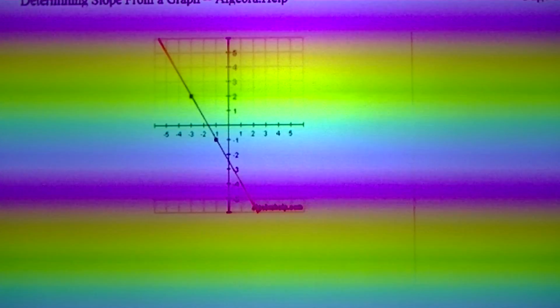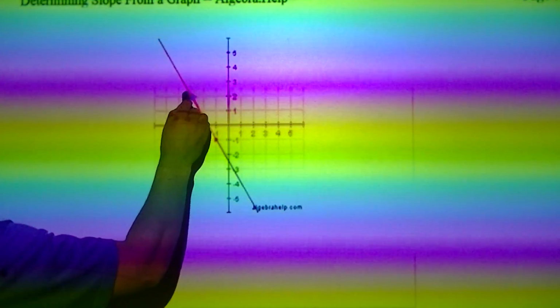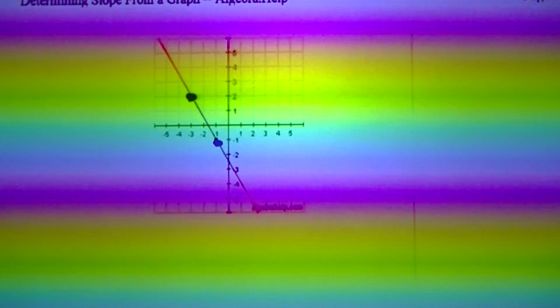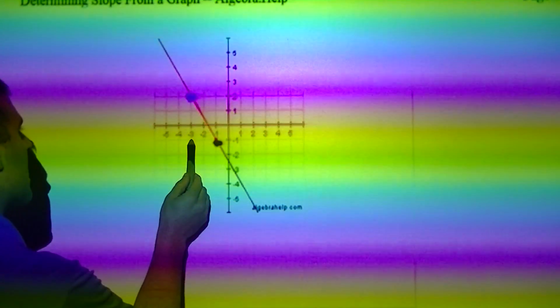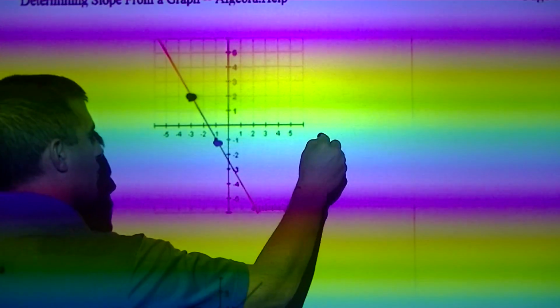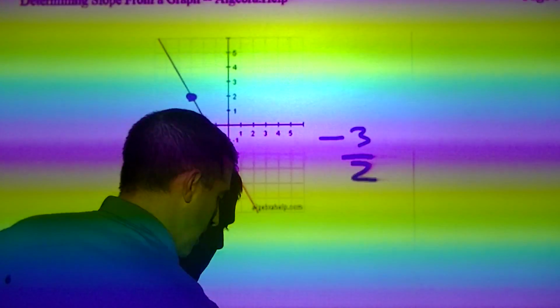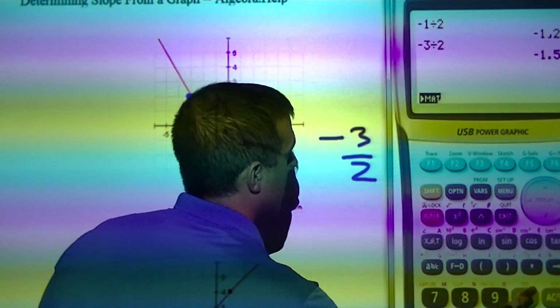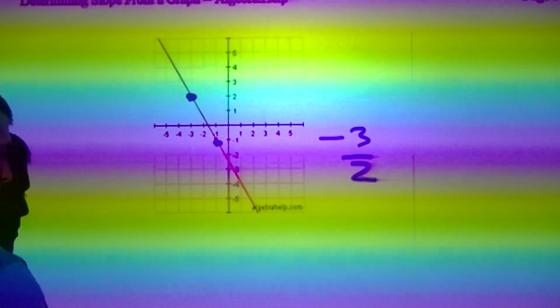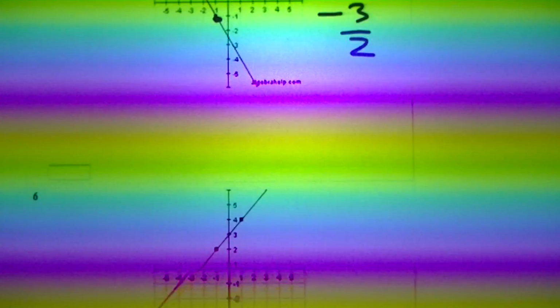Let's go to the next one. From here, I would start on this one and go to this. So I'm counting 1, 2, 3 down, 1, 2 over, so 3 down over 2. I'm going to check that in my calculator. -3 divided by 2 stays -3/2.